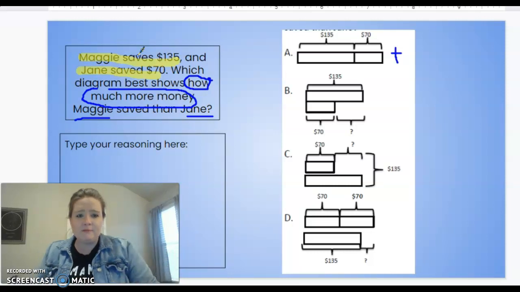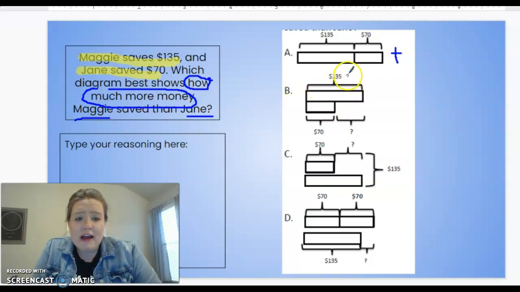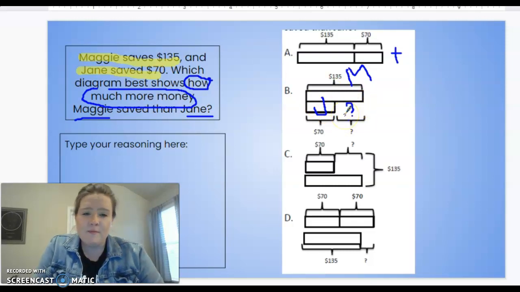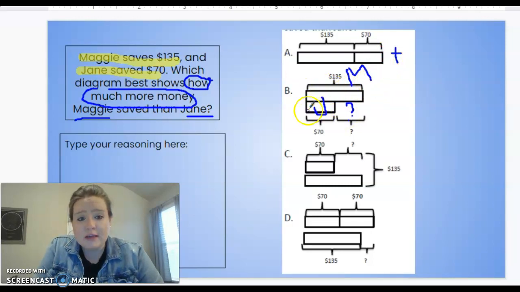Okay, let's look at letter B. 135, this is Maggie. 70 is Jane. And right here is the missing amount. So Maggie saves 135 and Jane saves 70. This little piece right here is going to be the difference between the two amounts. I have a total. That is a true statement. Here I have a total, but I do not have equal parts or groups. So this is a subtraction word problem.